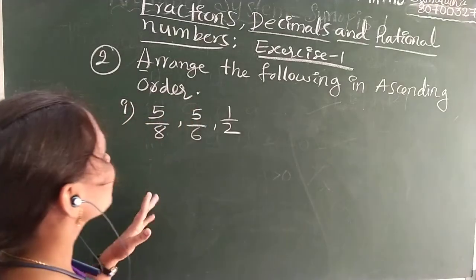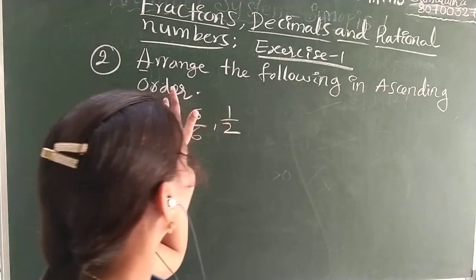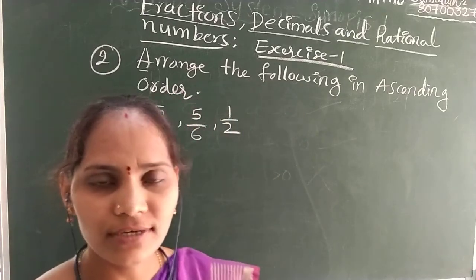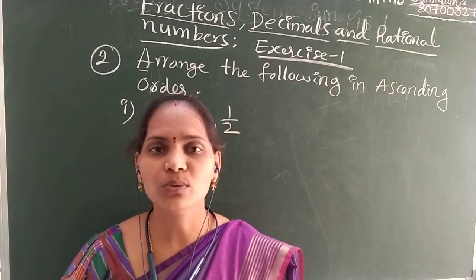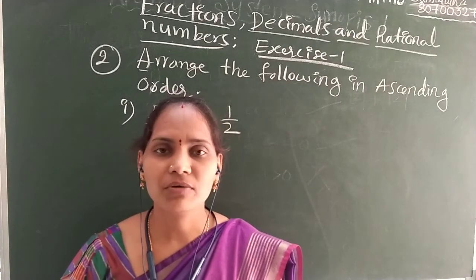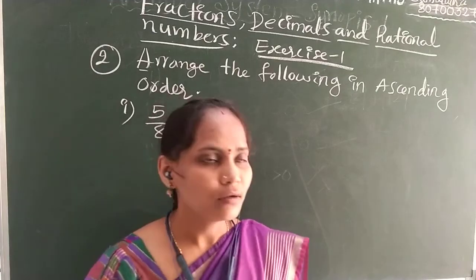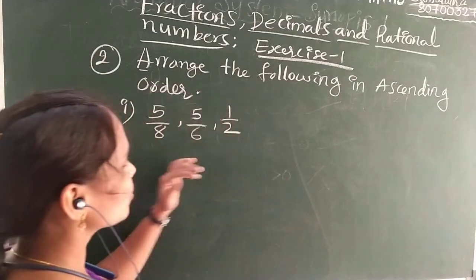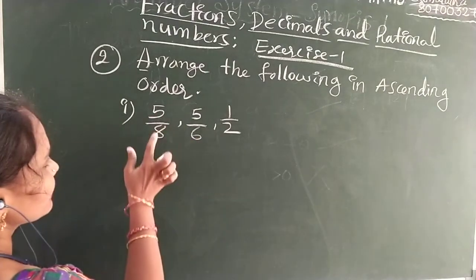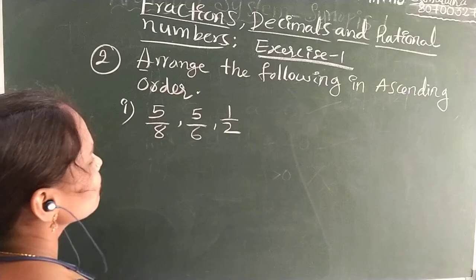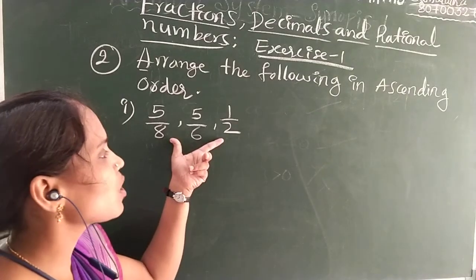Now, what is the second question? Arrange the following in ascending order. First you should know what ascending order is. Small to big. We have to arrange the given numbers from smaller number to bigger number. That is the meaning, and we have to remember it. See here, these are the fractions 5 by 8, 5 by 6, 1 by 2. We should arrange these given fractions in ascending order, small to big.